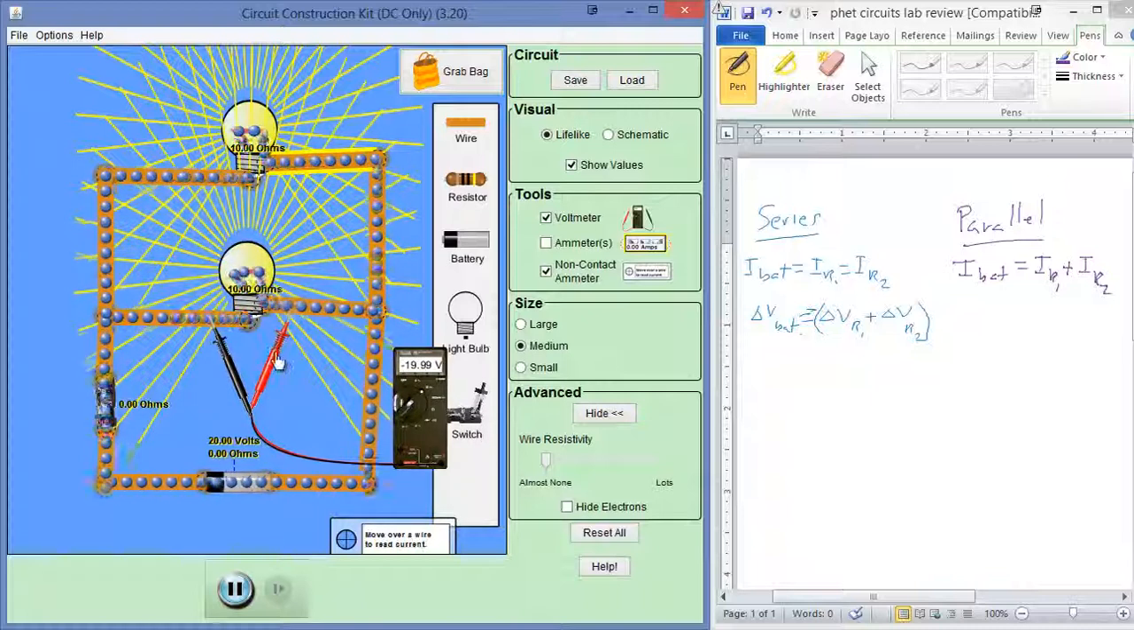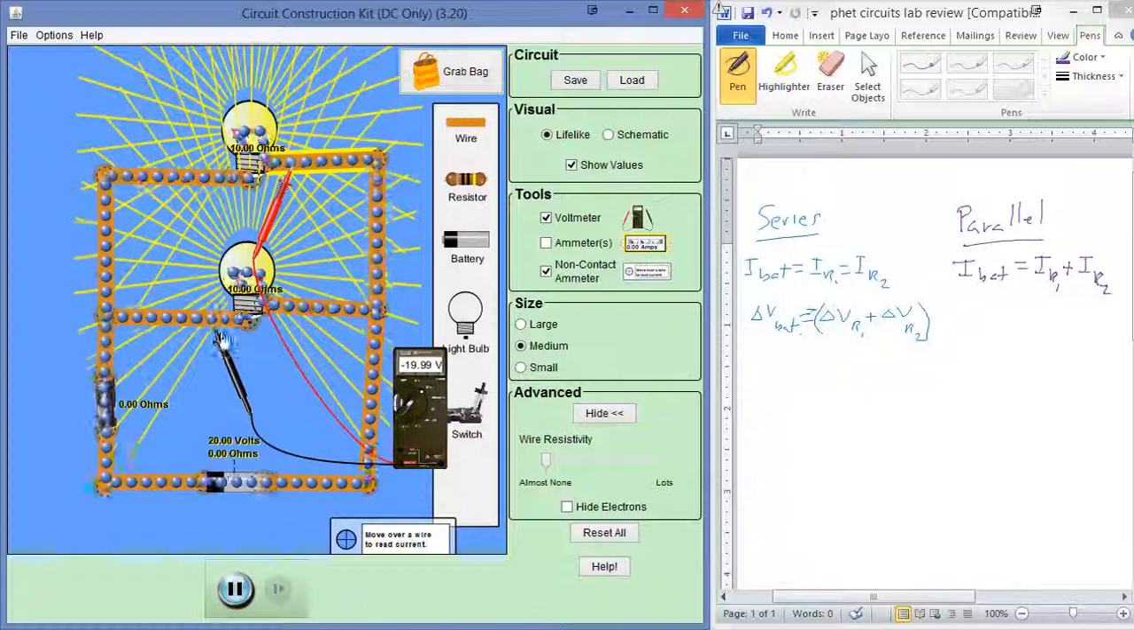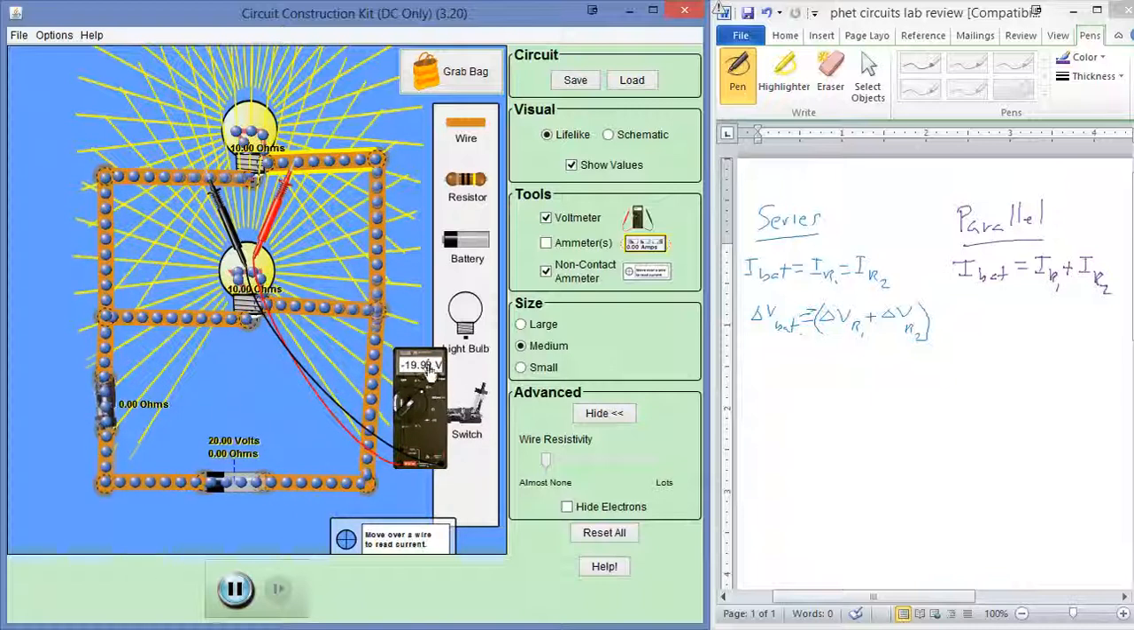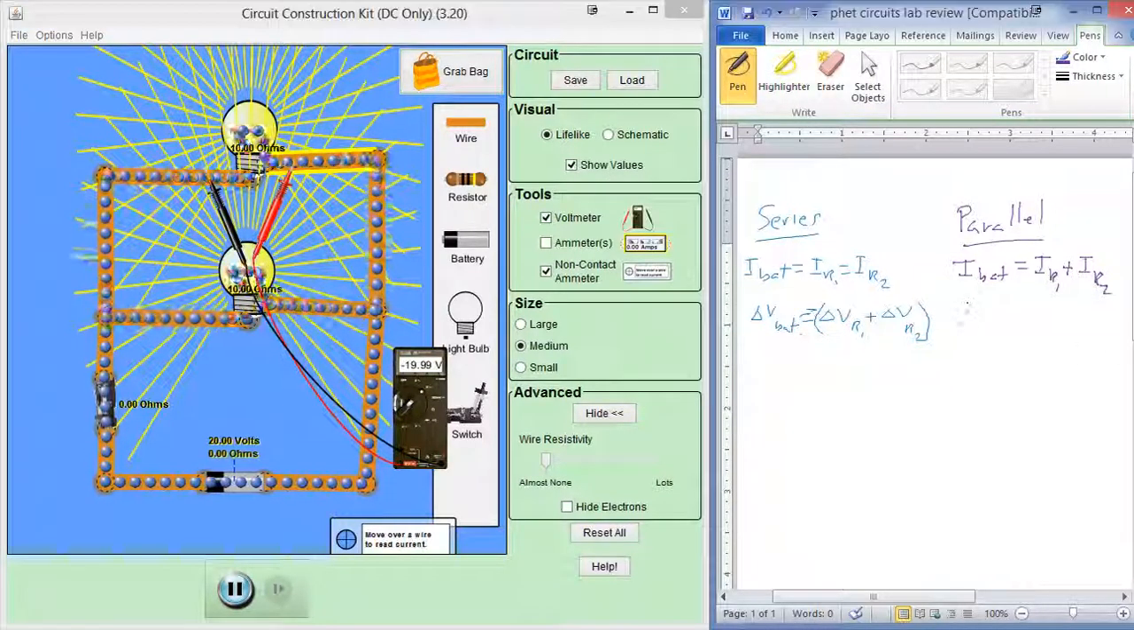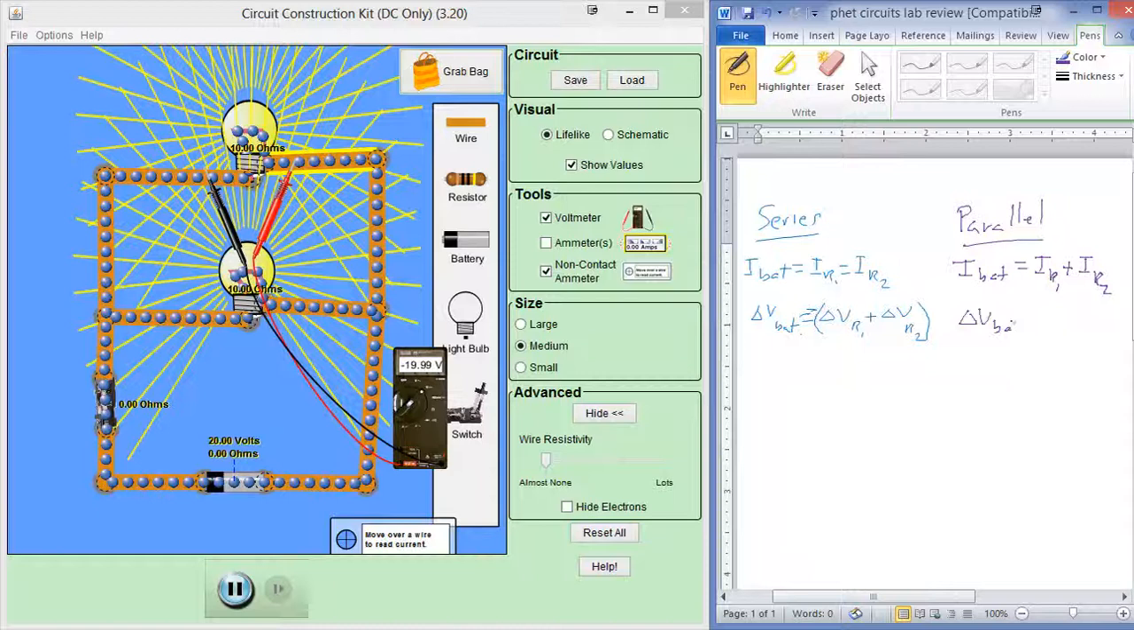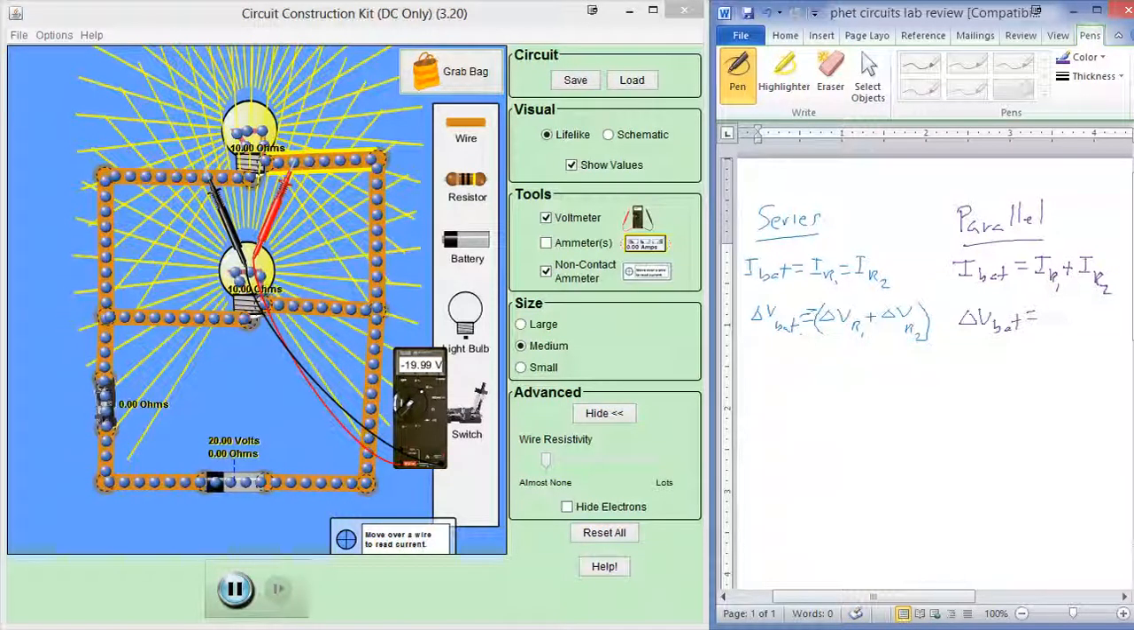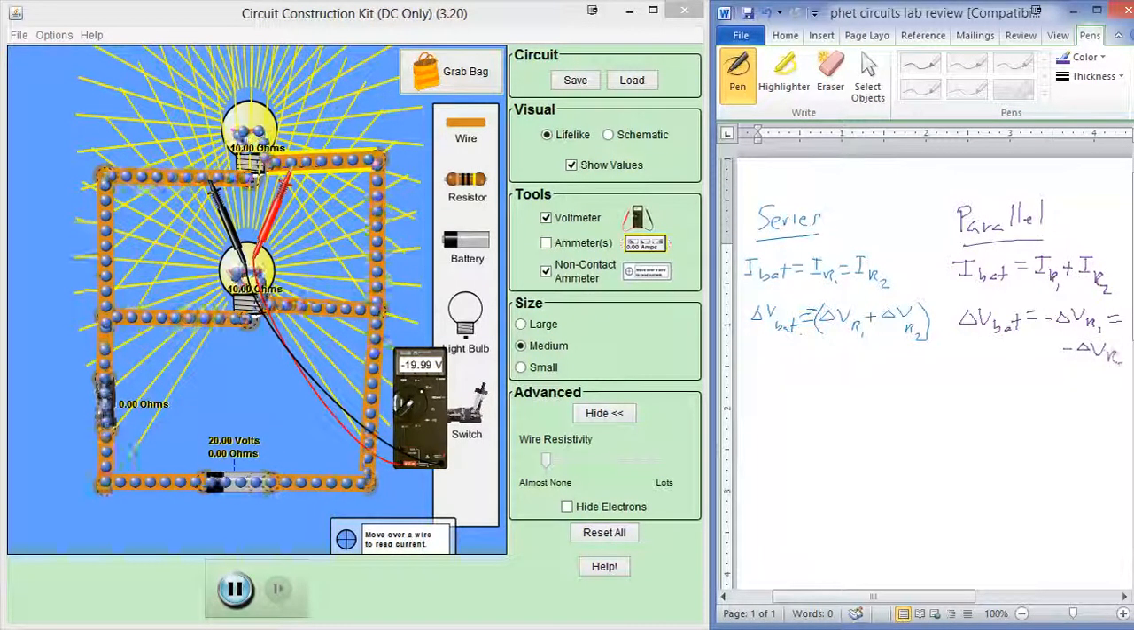If we measure the voltage across this resistor, this light bulb, we can see it's also negative 20, or 19.99 rounded up. So this is the big conclusion about parallel circuits. The voltage drop across all the resistors that are assembled in parallel is the same as the voltage of the battery. Let's summarize that over here. Delta V of the battery equals negative delta V of resistor 1, which equals negative delta V of resistor 2.